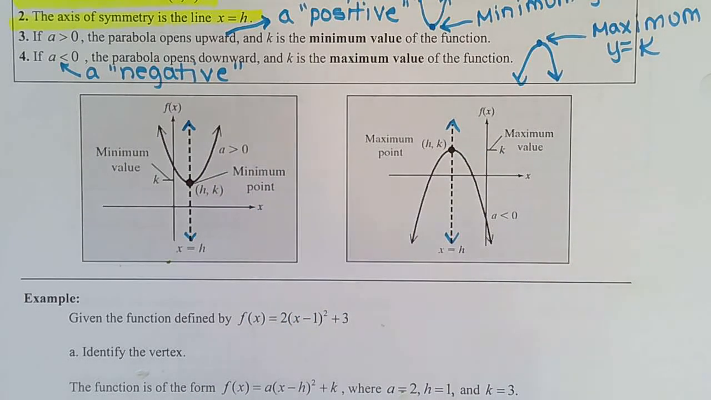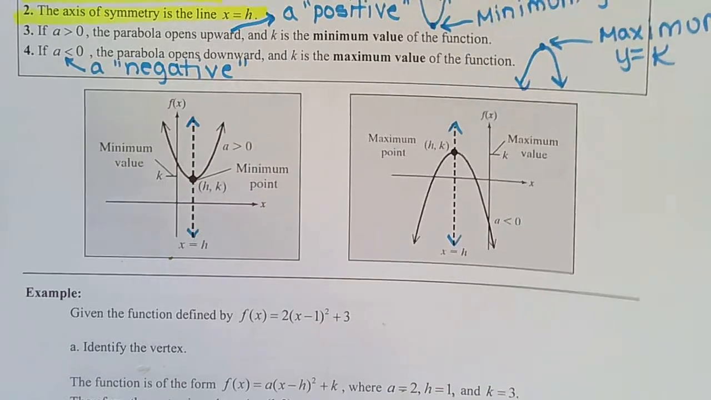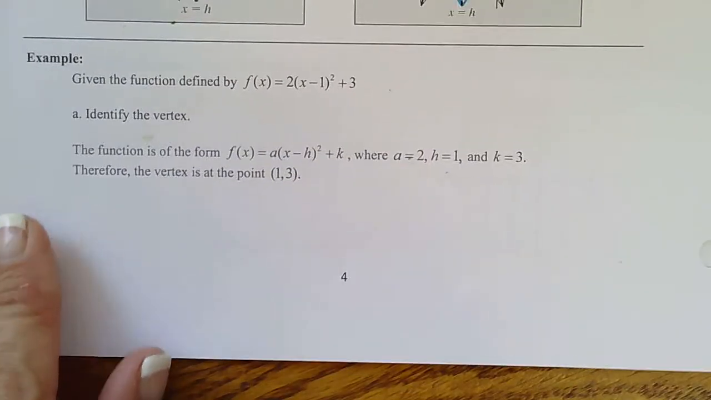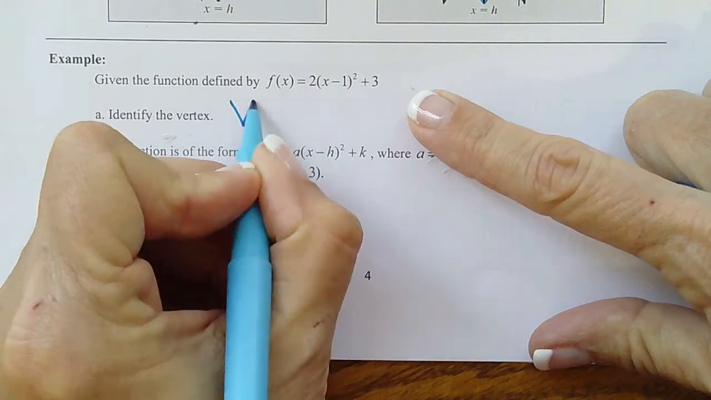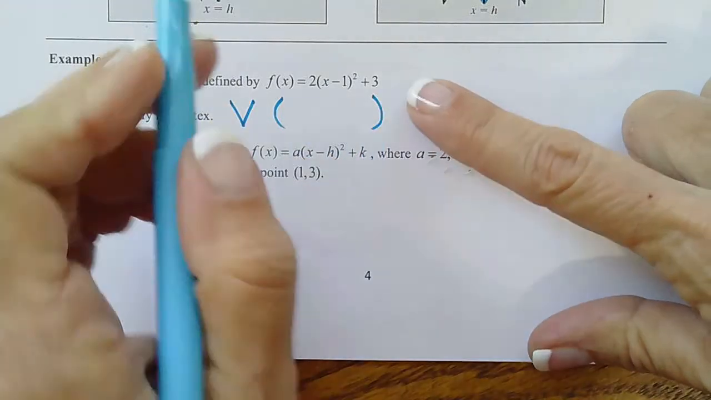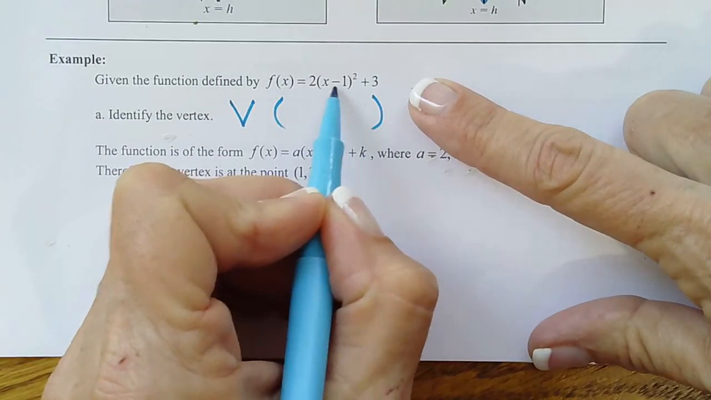So I know it's a little bit confusing with letters, but let's go through this example together and we'll be able to see it put into practice. So the vertex, remember, from the box above is always the opposite of what's in here.